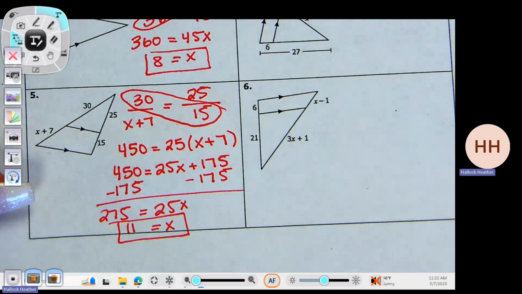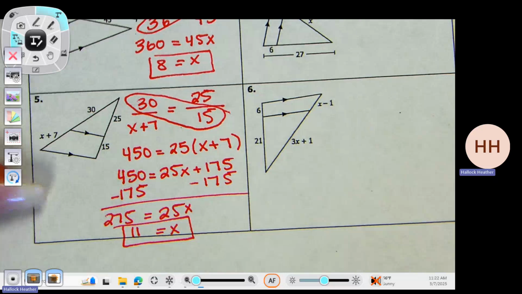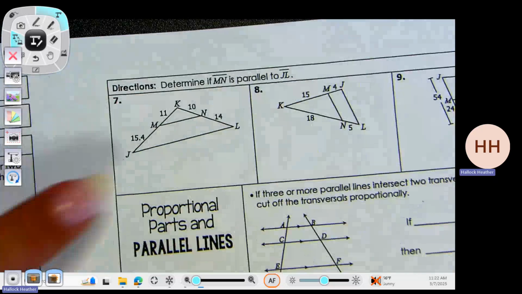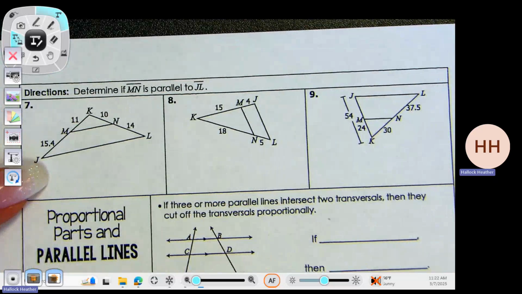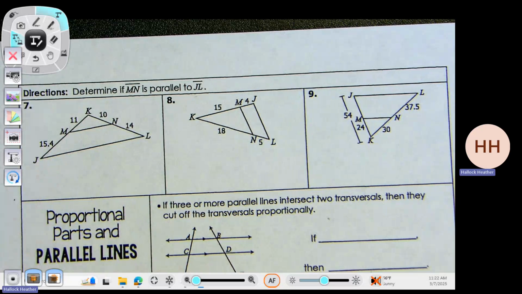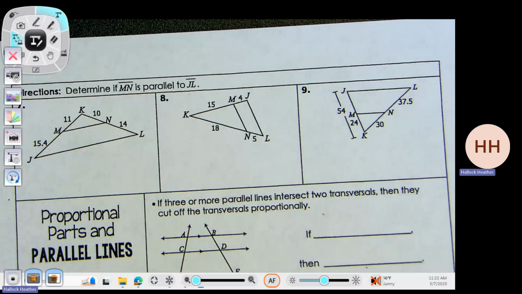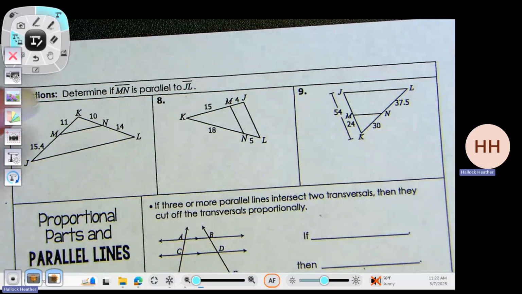So the next set of questions, the directions, if you look, 7, 8, and 9 do not have any X's in them because you're not solving for X. It wants to know, are these two lines actually parallel to each other? So I need to justify that they're parallel. So if they're parallel, their proportions should equal the same decimal. So we're going to pick something on the small.